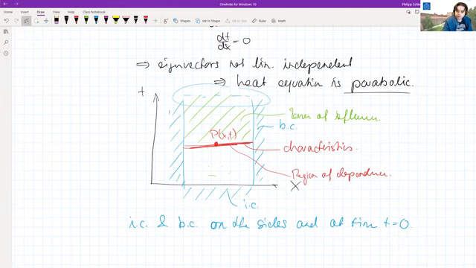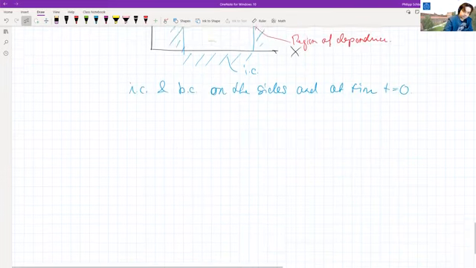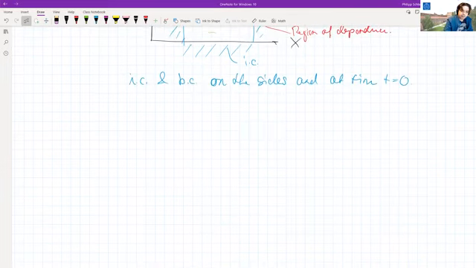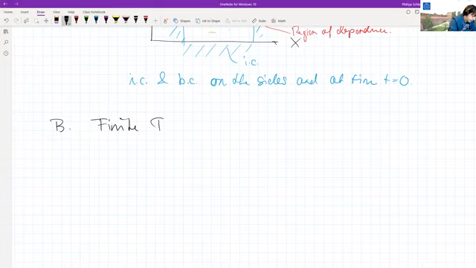Okay, do you have any questions for these different types? If not, then I would like to continue with the second part, and that would be part B, and that is finite differences.